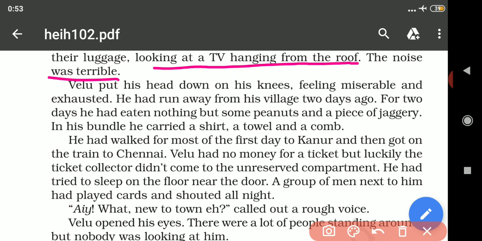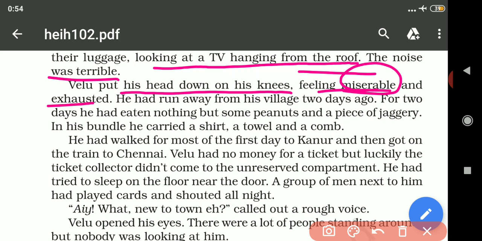Okay, Vallu put his head down on his knees. वो अपना क्या कर दिया? अपने घुटने के ऊपर अपना सिर को झुका दिया. Feeling miserable and exhausted. Miserable means very very uncomfortable. बहुत miserable feel कर रहा था. Means he felt very poor there. Means nobody is there with him. He knows no one around him. Okay, everybody is a foreigner for him. The land itself is a foreign land for him.